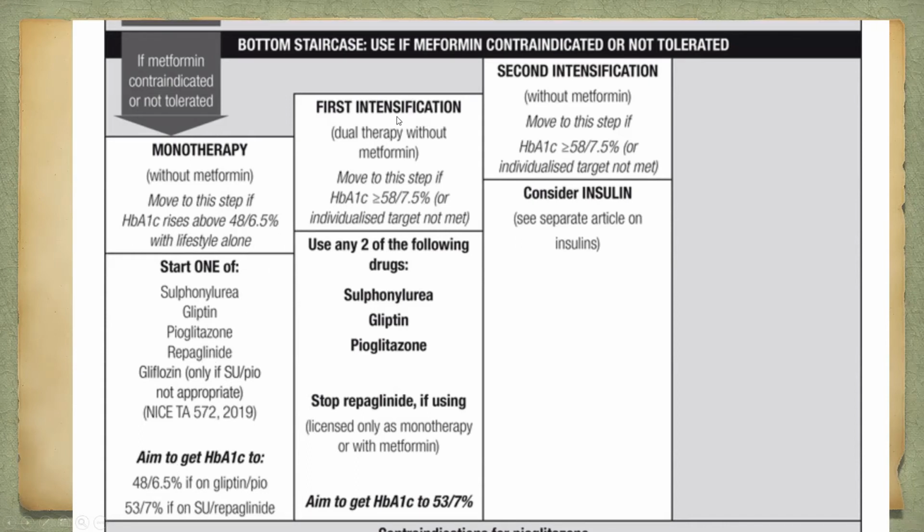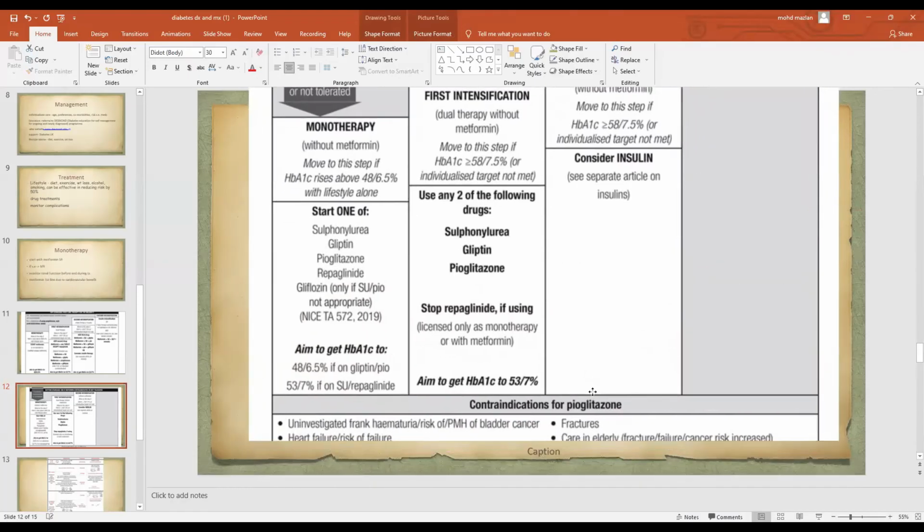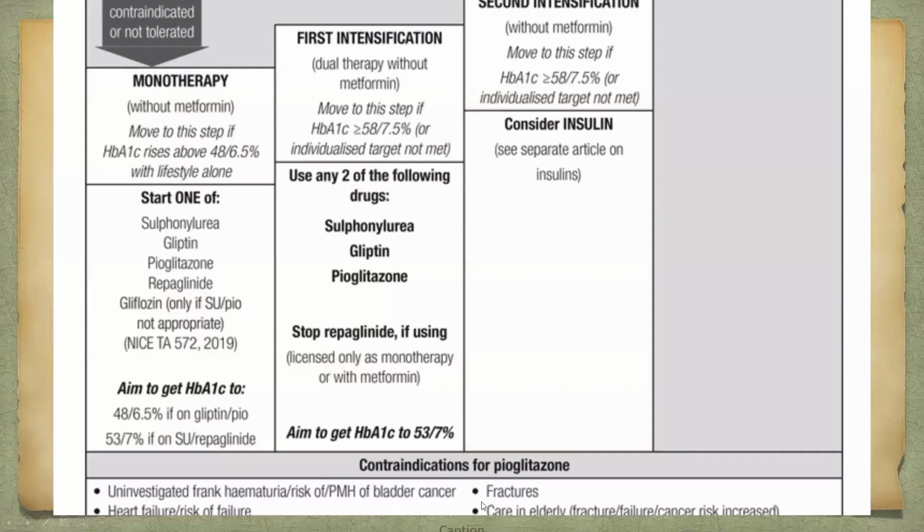And then as the first intensification, if HbA1c is still not controlled despite monotherapy, then we add the second drug. So any of those drugs, either sulfonylurea or gliptin or pioglitazone, with the aim of HbA1c down to 53. And then obviously if diabetes is still not well controlled, HbA1c is still more than 58, then we can consider insulin at this point. There are contraindications for pioglitazone, such as fractures, heart failure, uninvestigated haematuria where we have suspicion of bladder cancer, or in the care of the elderly.